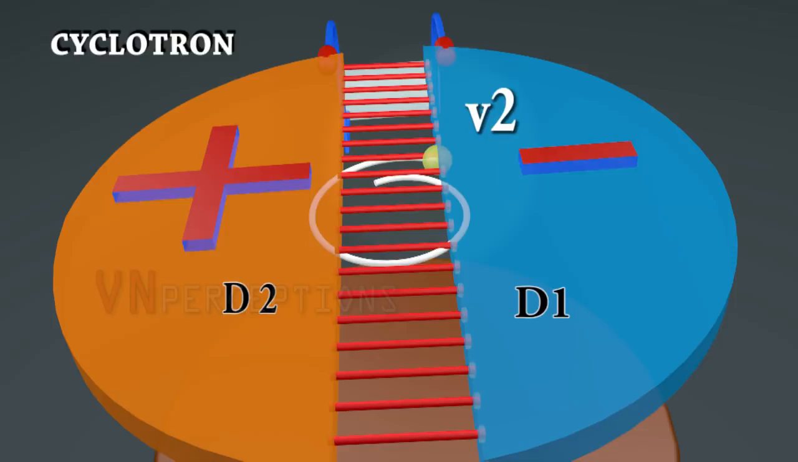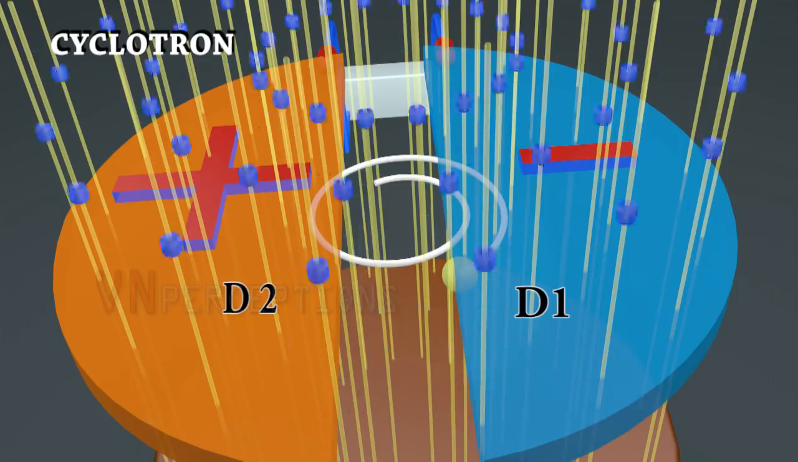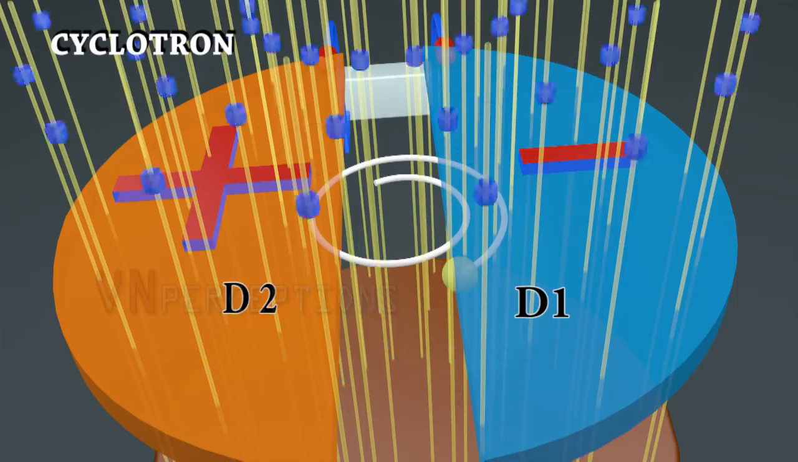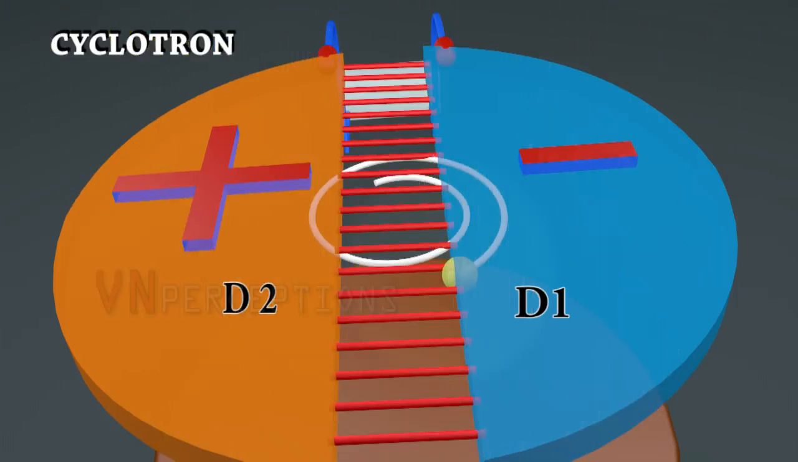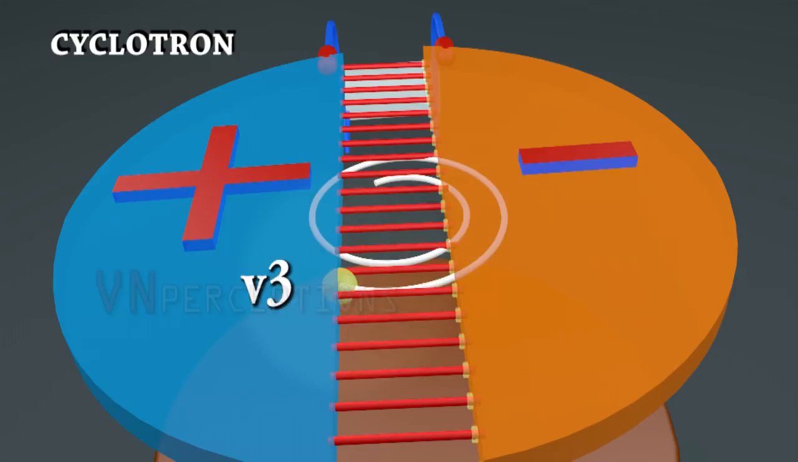When it enters D1 again, the velocity would remain constant because the magnetic field cannot change the velocity, but the particle would make a greater semicircle because it is coming inside the D with a greater velocity. When it comes out of D, it comes under the influence of the electric field. Once again, the electric field accelerates the charged particle and now the velocity becomes V3.